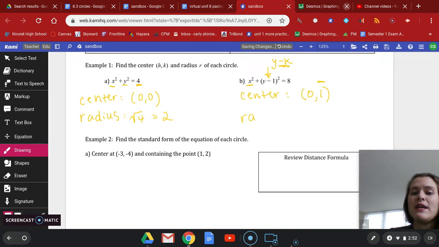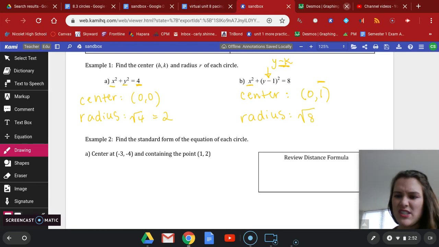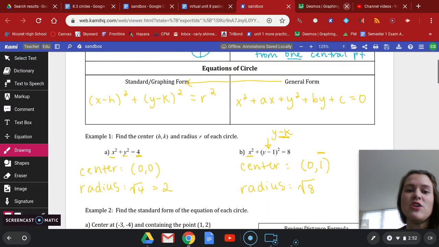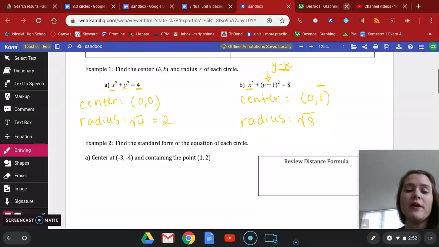What would be my radius? In this case, it would be the square root of 8, which is some icky decimal. So if you want to, you can write it as a decimal, but you can leave it as root 8 also. All right? So pretty straightforward here when it's given to you in standard or graphing form.